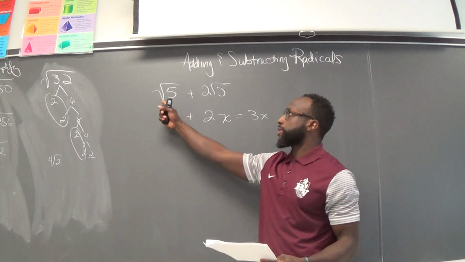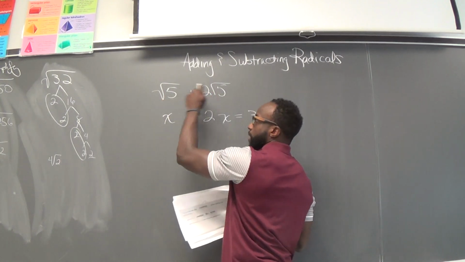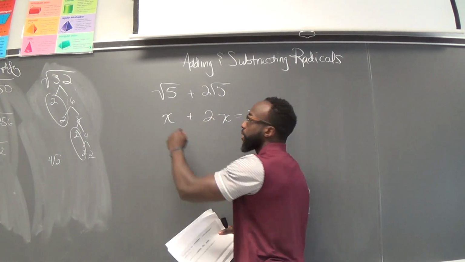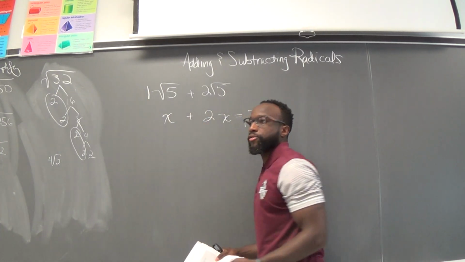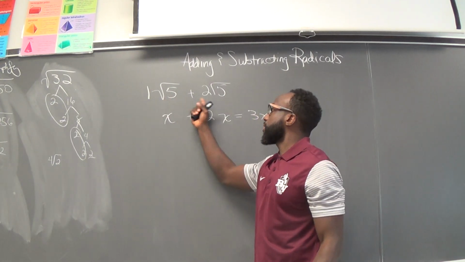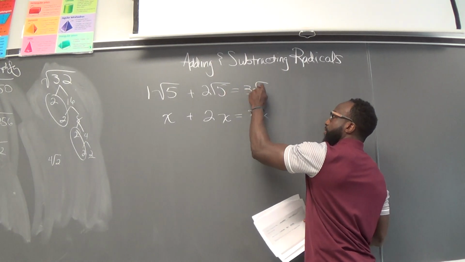Same thing here. You see the square root of 5 and the square root of 5. The radicals have to be the same on the inside. And if there's no number here, it's understood there's a 1 there. So here it's going to be 1 root 5 plus 2 root 5, basically, and you will get 3 root 5.